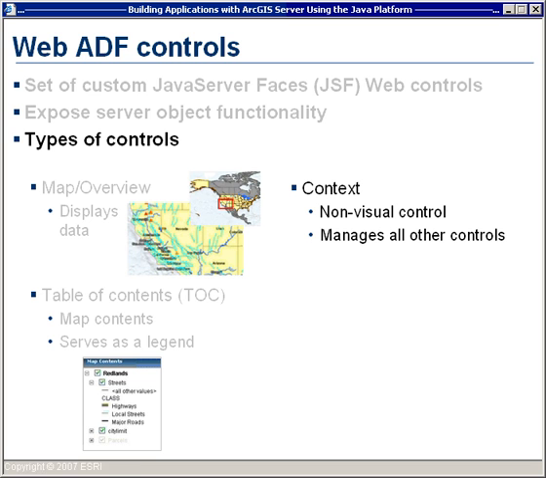The most important control is actually a non-visual control called the context control. The context control establishes a working environment with the GIS server by establishing and maintaining a connection to the GIS services. It also manages any stateful changes that occur to other controls, such as turning a layer on in the table of contents control, which will in turn update the map control. This communication is managed by the context control.